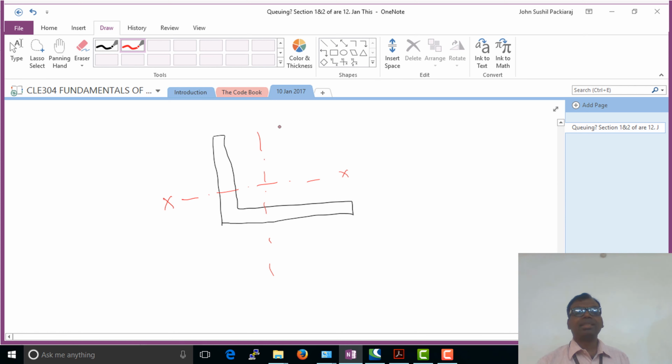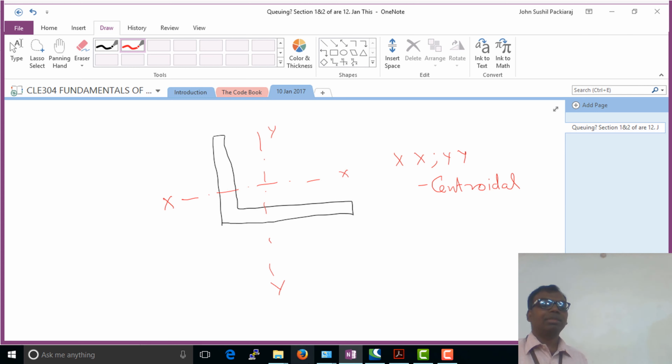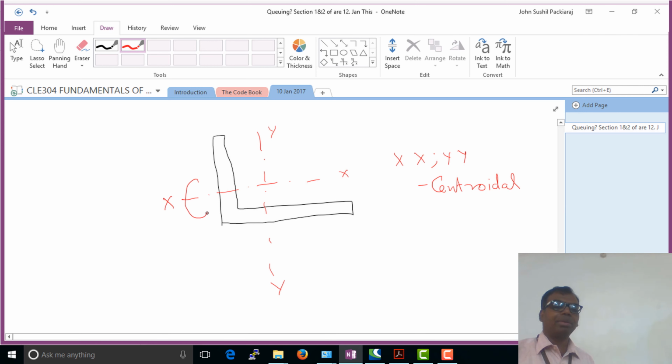What is the centroidal axis? It is the axis through which the mass is concentrated. That is, if I suspend it here, it is going to be perfectly balanced. So this is the centroidal axis. Now, if I apply a bending moment about this axis, the stress distribution would look something like this.